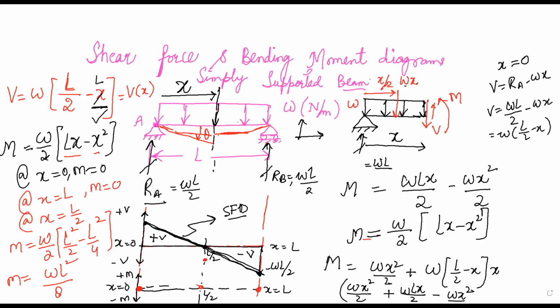Okay, and this is a quadratic equation, this is a parabolic equation. Its entire graph will essentially be like this. Okay, this is positive M. So this is known as the bending moment diagram. So this is the shear force diagram, and this is the bending moment diagram. Okay.